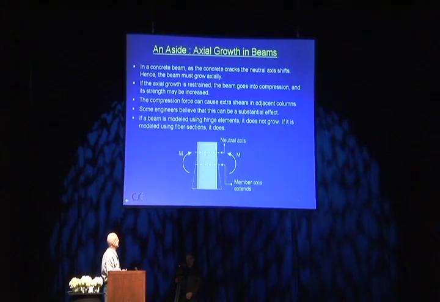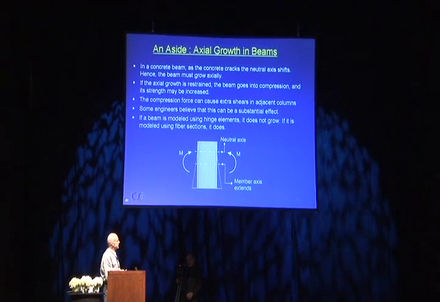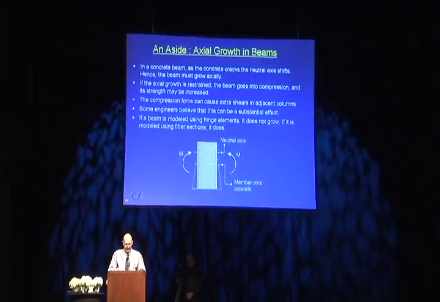If you have a reinforced concrete beam, then as it cracks, the neutral axis will shift to the compression side. Here's the center of the beam, the neutral axis will move up to here. In an elastic beam, the neutral axis would be in the middle, but it moves upward. So the axis of the beam has to extend. If it can extend, it will, and the beam will grow in length.